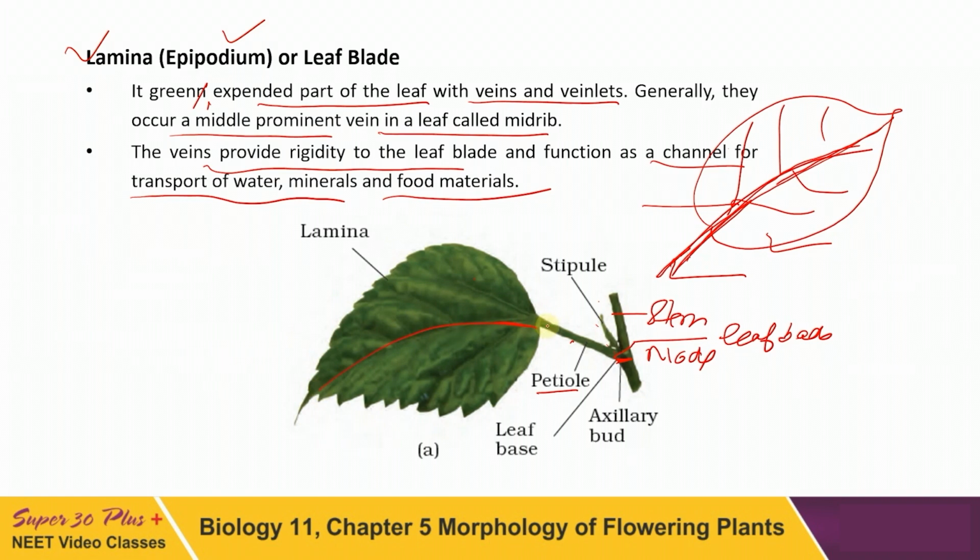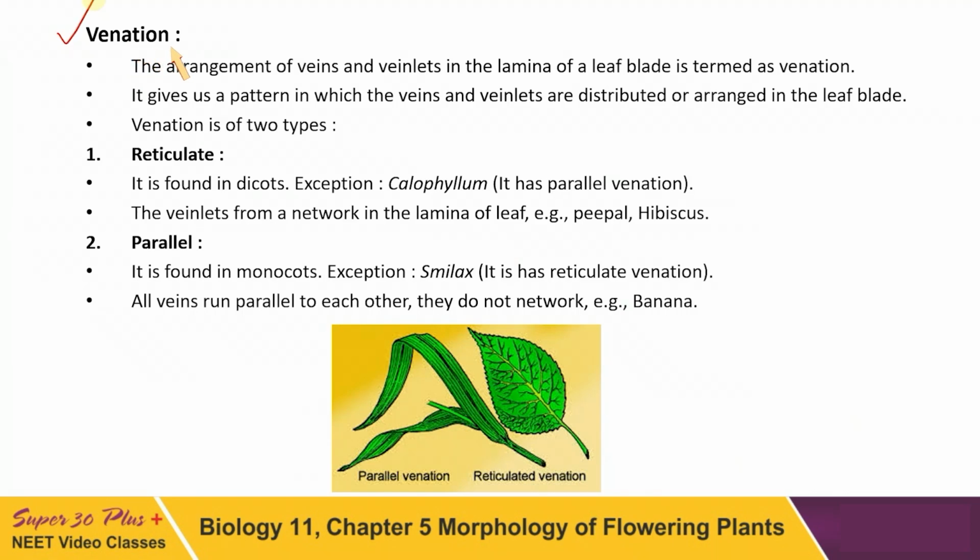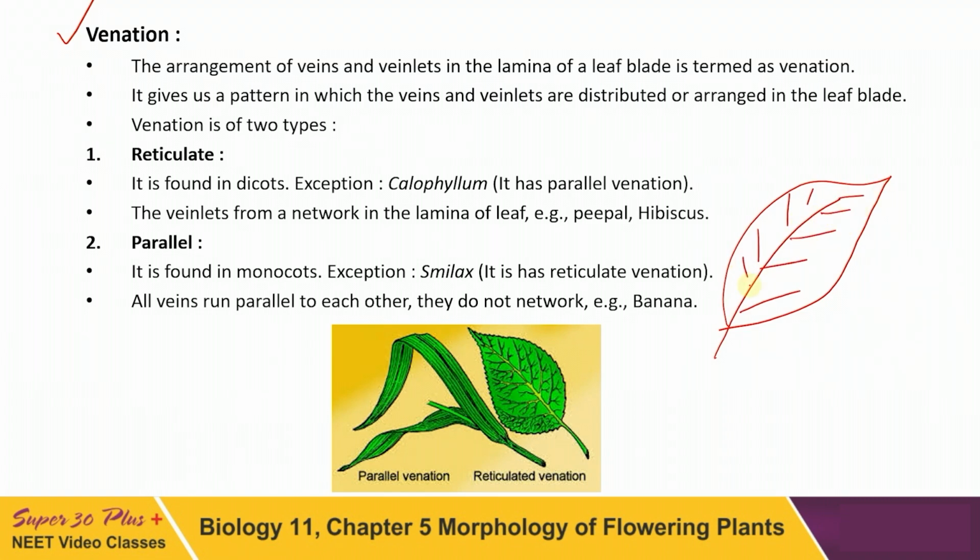At the center we have the mid vein, which is usually the thickest one, and these are the other side veins, which function as channels for transport of water and minerals. Venation. Inside the leaf there are channels to supply water and minerals and to take food away from the leaf to other parts of the plant. These are the vascular supply.